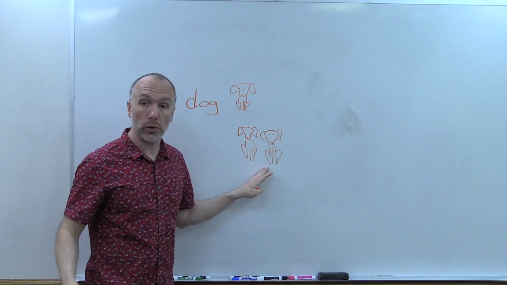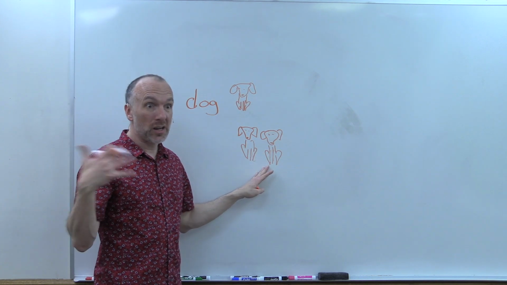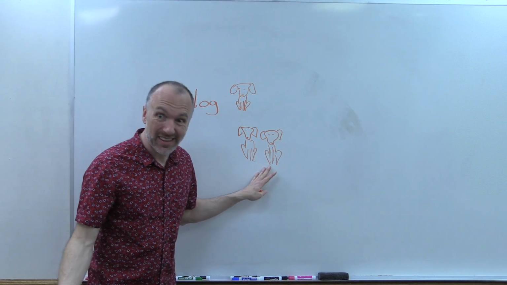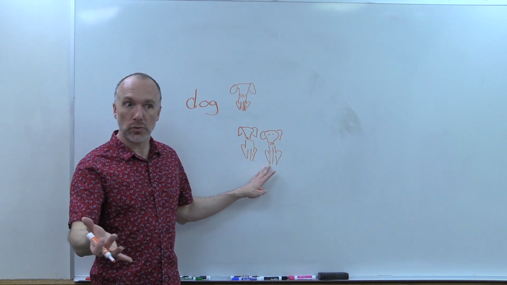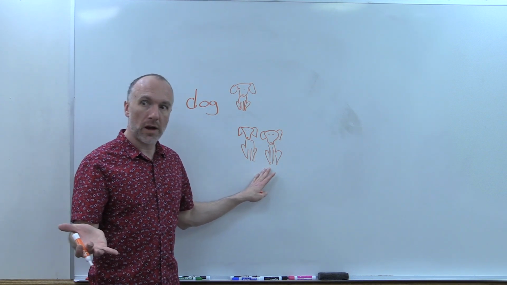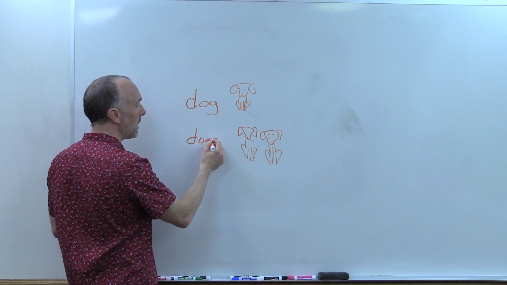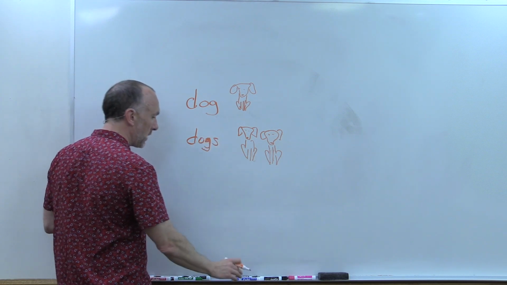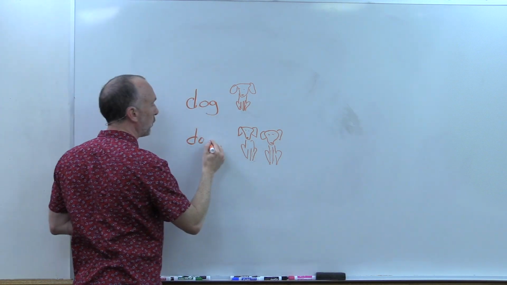This is plural. So when we're writing, really, we have to do a little bit of a change with the spelling, right? Because we have to communicate to the reader by spelling it correctly what we're trying to say. And so with the word dog, we add an S, okay? S to make it plural.